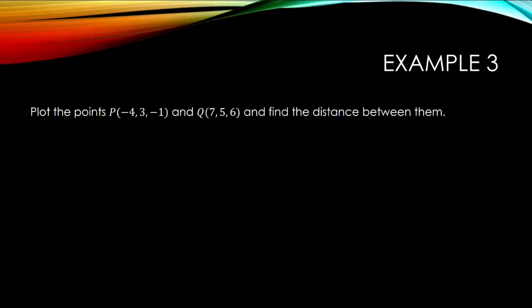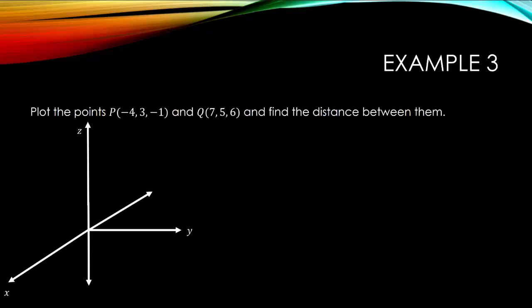So let's work an example. I want to plot the points P specified by the coordinates -4, 3, -1, and the point Q specified by the coordinates 7, 5, 6, and then find the distance between them. I set up my three-dimensional coordinate system. I'm going to mark off the points on each axis that correspond to the coordinates I'm going to need. Now I'm going to go out -4 on the x-axis, out to 3 on the y-axis, and down to -1 on the z-axis. This puts point P at the coordinates -4, 3, -1.